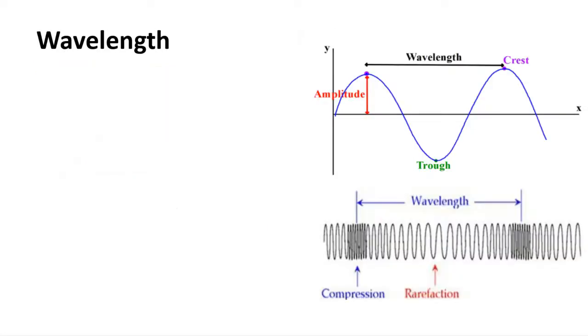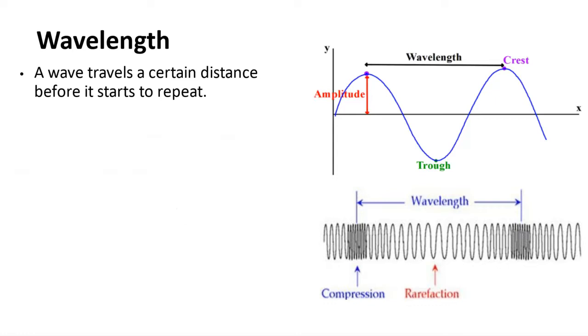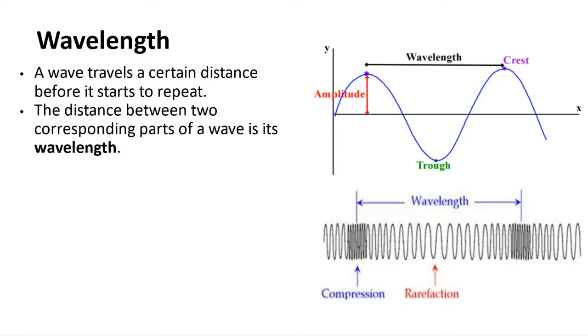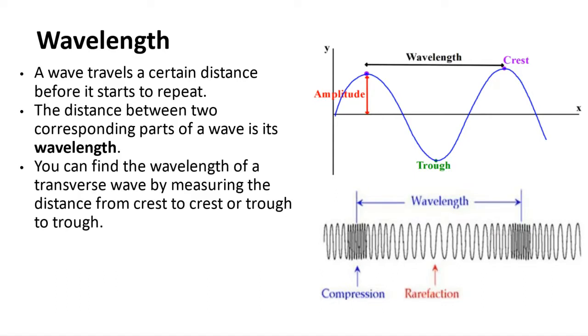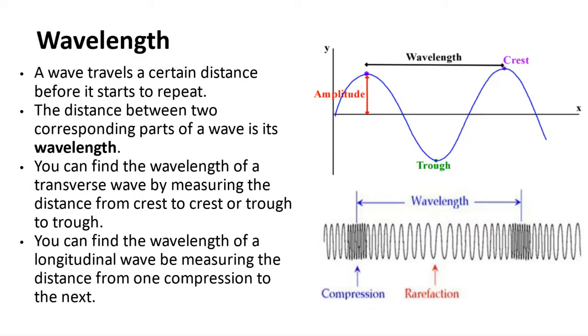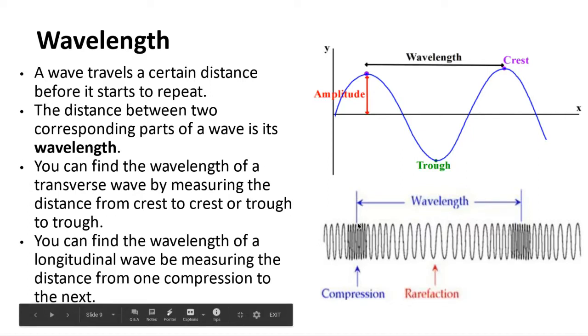Okay, wavelength. A wave travels a certain distance before it starts to repeat. We learned this in a previous lesson. The distance between two corresponding parts of a wave is called its wavelength. And we learned in a transverse wave that crest to crest or trough to trough is its wavelength. Okay. Well, in a longitudinal wave, the wavelength is from compression to compression.